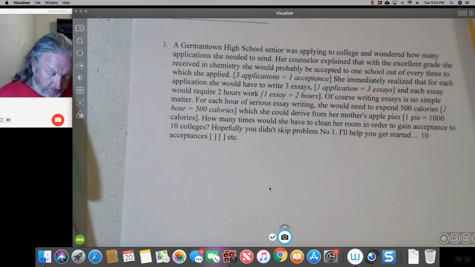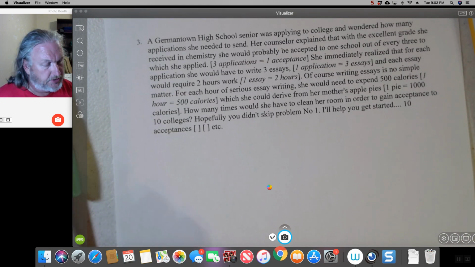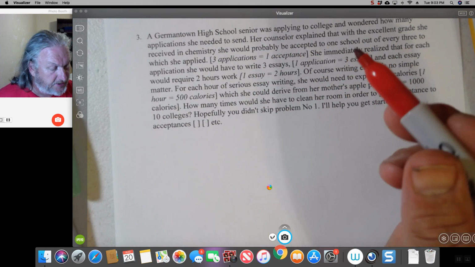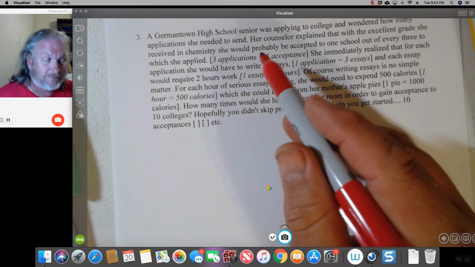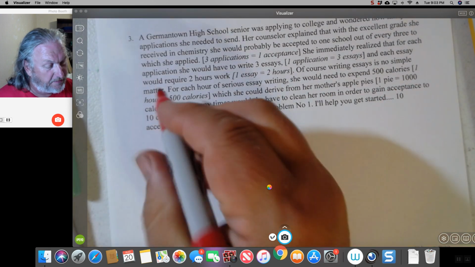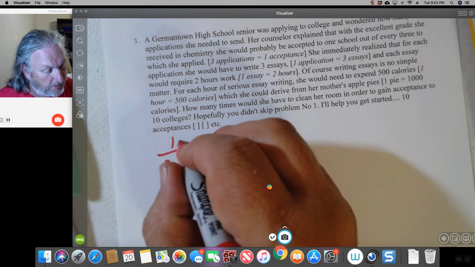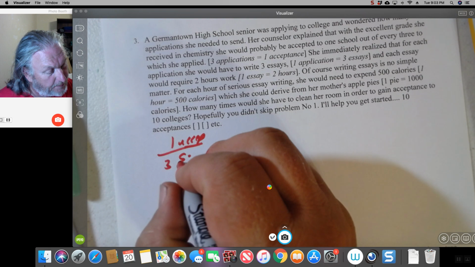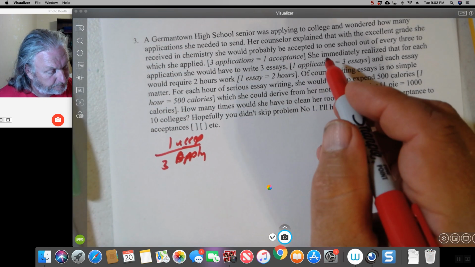So let's see what we've got here. A Germantown High School senior was applying to college and wondered how many applications she needed to send. The counselor explained that since she made an excellent grade in chemistry, she would probably be accepted to one school out of every three. One acceptance out of every three applications.